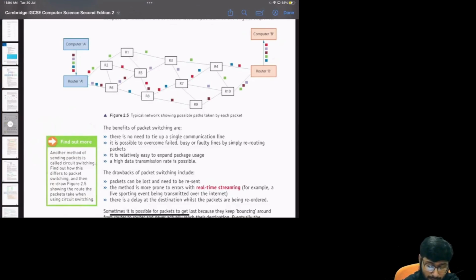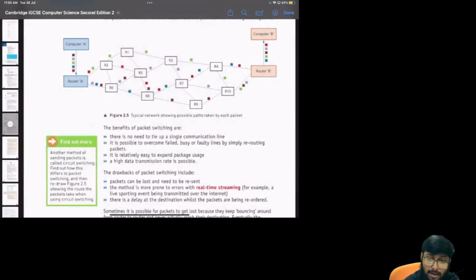Once you send it from router A and the destination is router B, each and every packet can take its individual path. So this is quite easy, because if any of the paths, for example R2 to R5, this red one, is blocked, what are they going to do? They can just reroute themselves and go from R2 to R1.